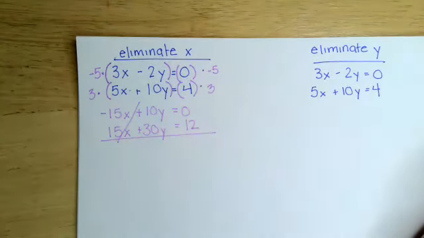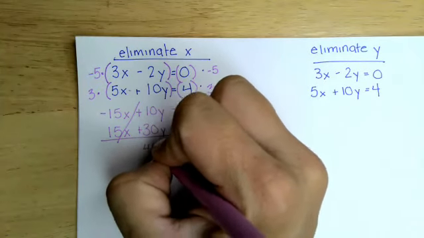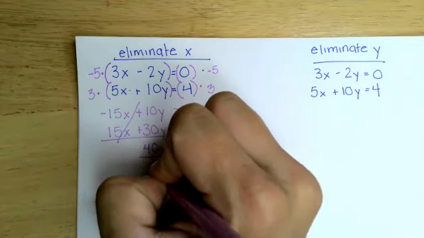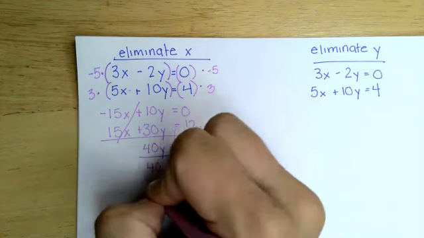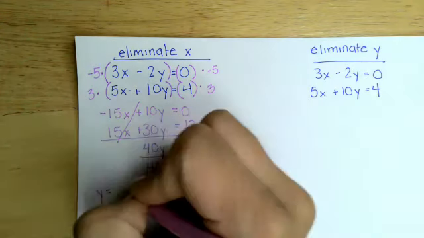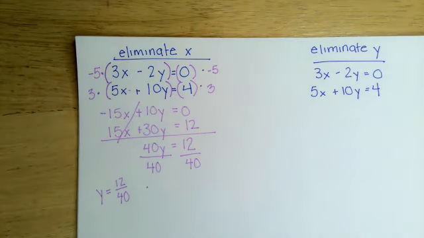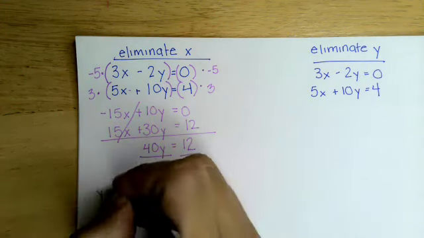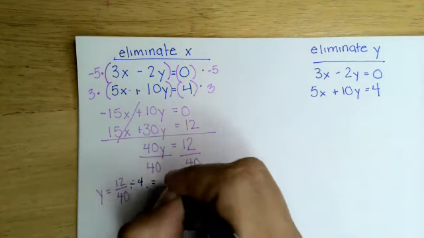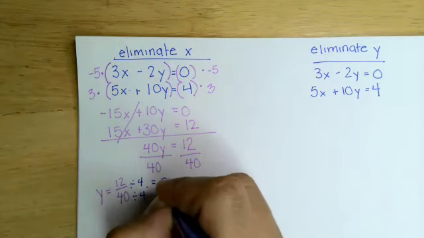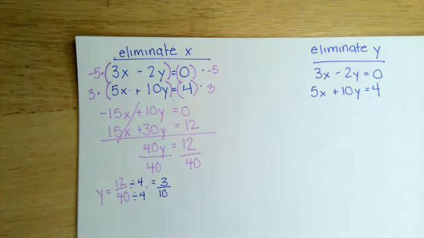So now my x's cancel. 40y is 12. Divide by 40 to isolate the y. So now y is 12 over 40. There is a way to simplify this because both of those numbers can be divided by 4. So I can divide 12 by 4 and get 3, and I can divide 40 by 4 and get 10. 12 over 40 is the same as 3 over 10 as a fraction.